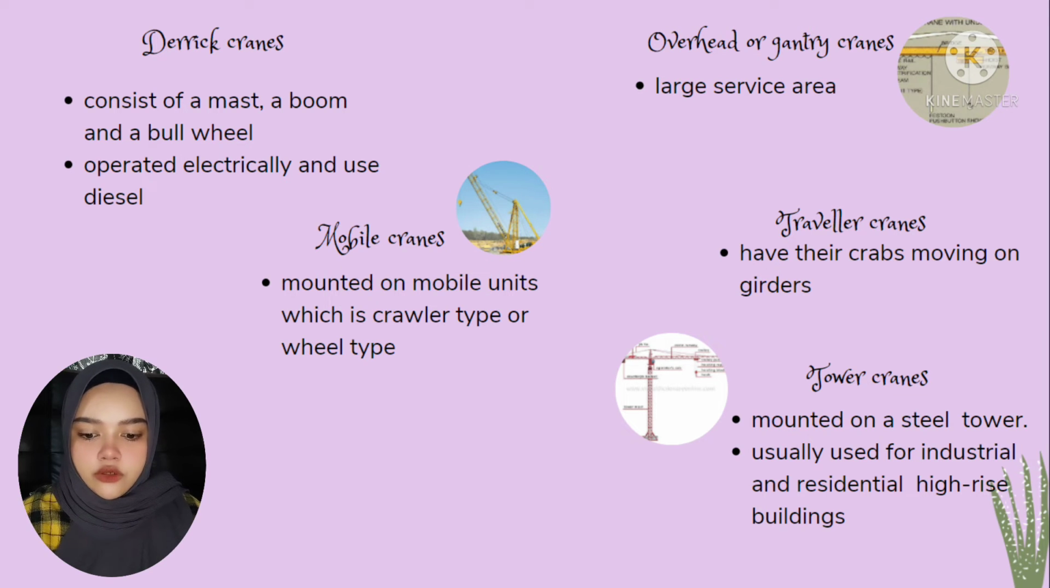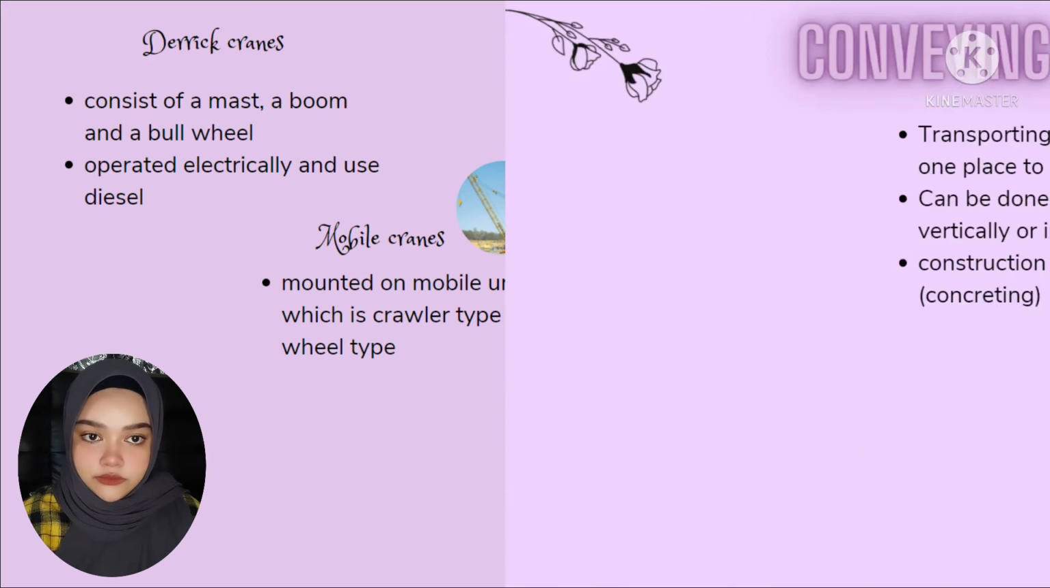Third, overhead or gantry cranes that are used in a large service area. Fourth, traveler cranes, which have their crabs moving on girders. Last, tower cranes that are mounted on a steel tower and used for industrial and residential.